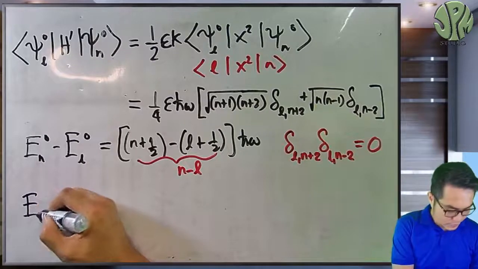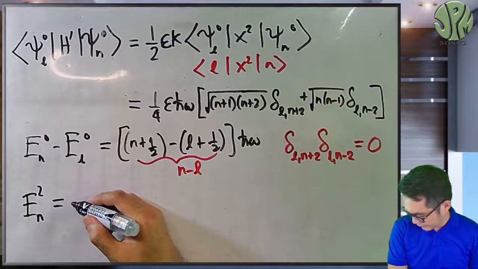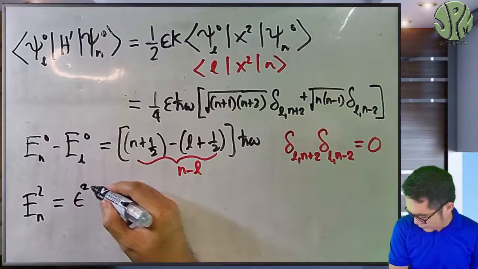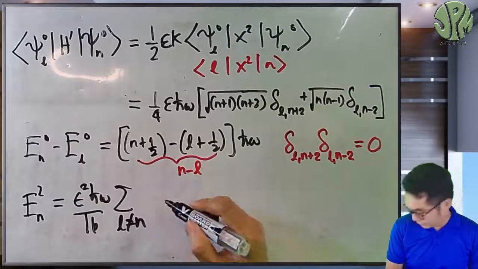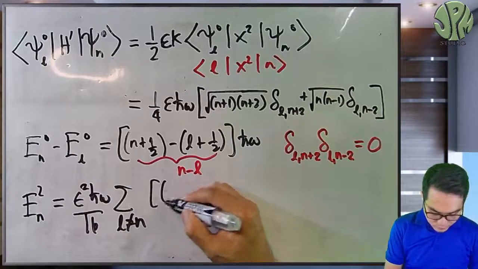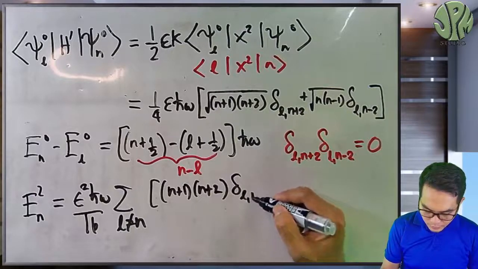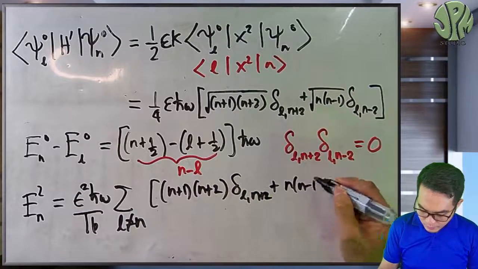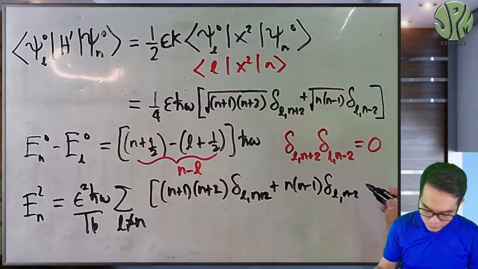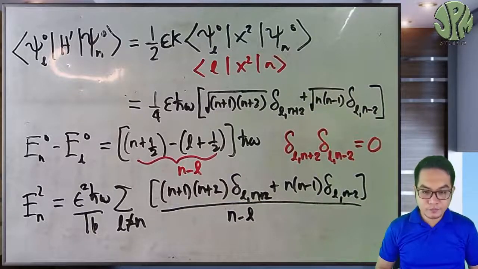Your second order correction in energy will now be equal to, I'm just going to simplify, epsilon squared h bar omega over 16, summation of L not equal to n, of the square of this term: square root of (n plus 1)(n plus 2) delta L, n plus 2, plus square root of n(n minus 1) delta L, n minus 2, over n minus L.